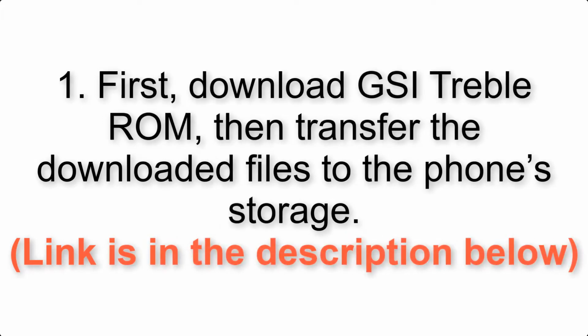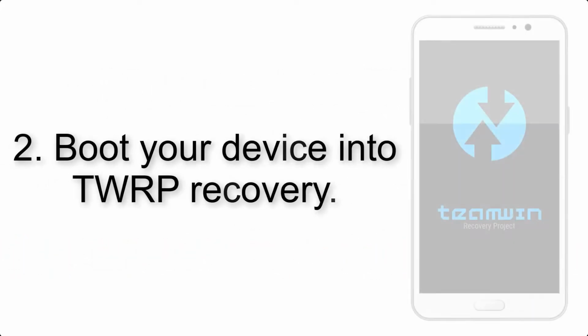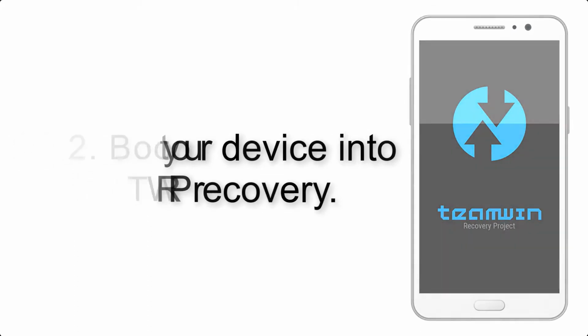Step 1. First download ROM and GApps packages, then transfer the downloaded files to the phone storage. Link is in the description below. Step 2. Boot your device into TWRP recovery.